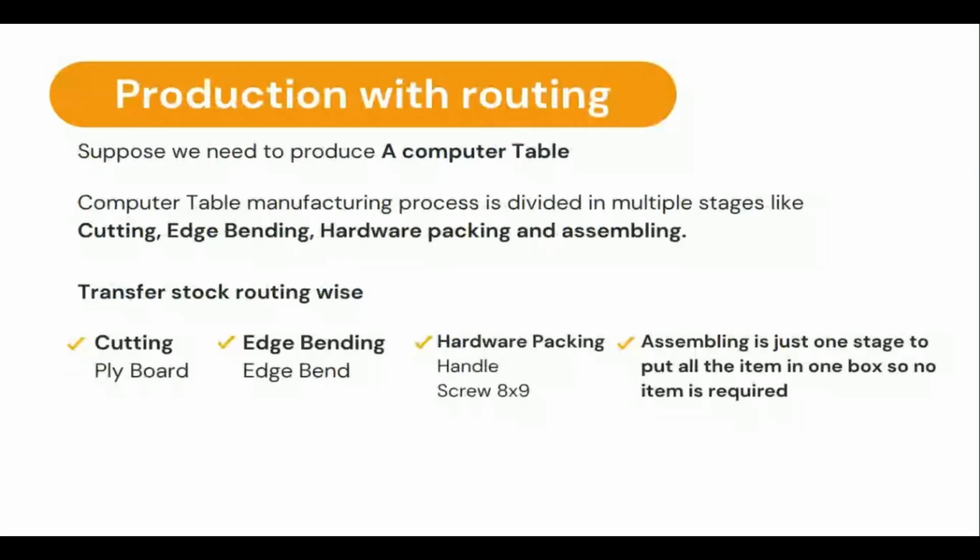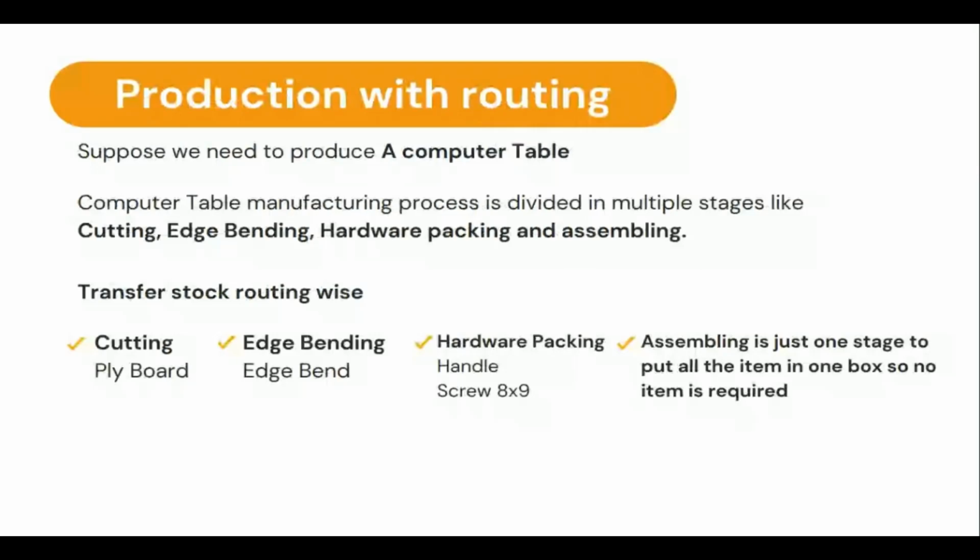Okay, so suppose for example I'm taking the second case here. The first case was like here we have to produce one item, and there were two raw materials. But in second case, this is the second example. Suppose we need to produce an item we call a computer table. This is furniture manufacturing, for example, and that furniture manufacturing is basically divided into multiple stages.